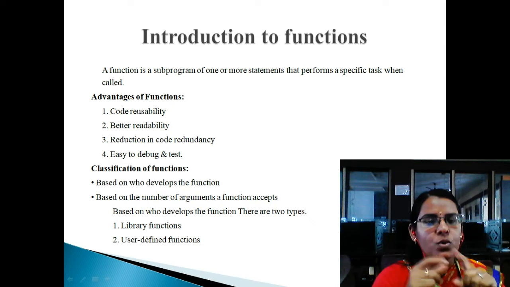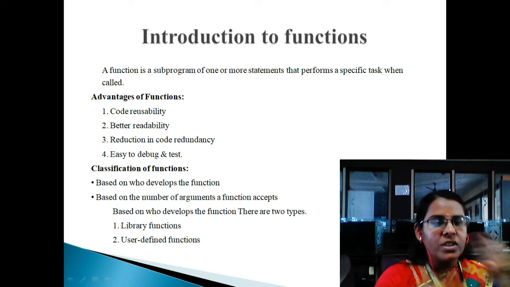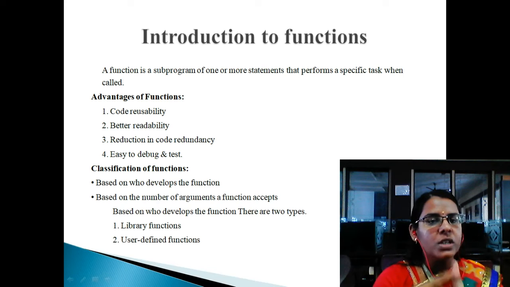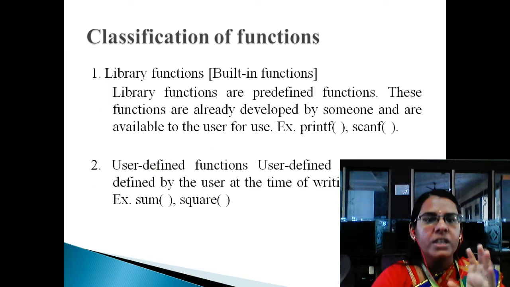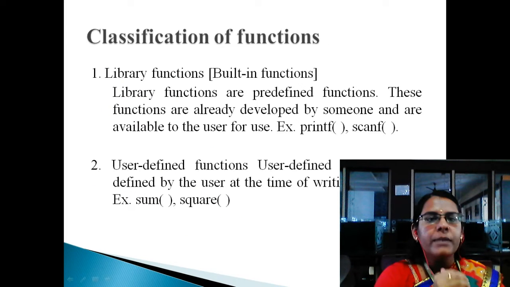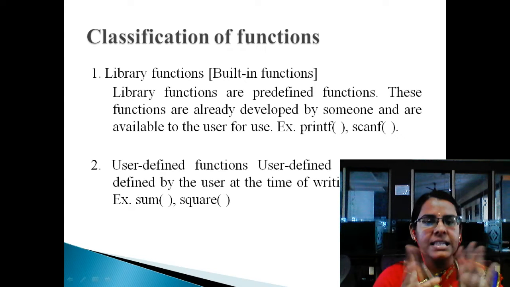Based on who develops the function, there are two types. In the classification, the first one is who develops the function, and that is two types: library functions, which I already told, and user defined functions. Based on that, functions will be classified. The first one is library functions. Library functions means a predefined function, that is, a built-in function, already developed by someone. The printf and scanf statements we use in normal C programs are the library functions.